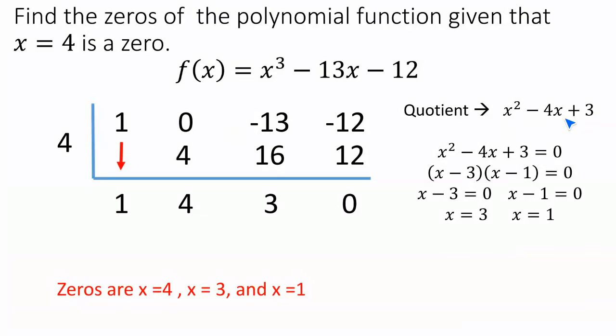In this case, it does factor, and so I can set each factor equal to 0. So my zeros are x equals 3, x equals 1, and then the last zero, don't forget, is x equals 4. Okay.